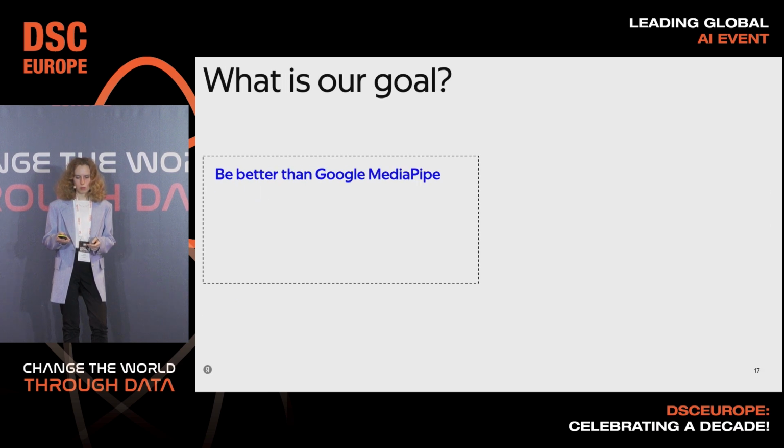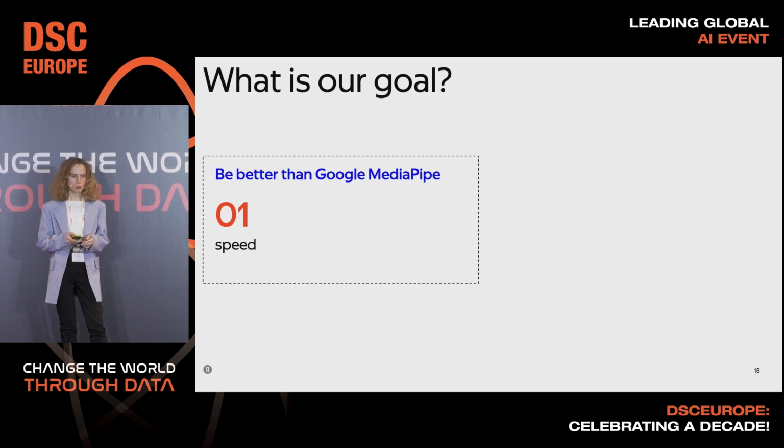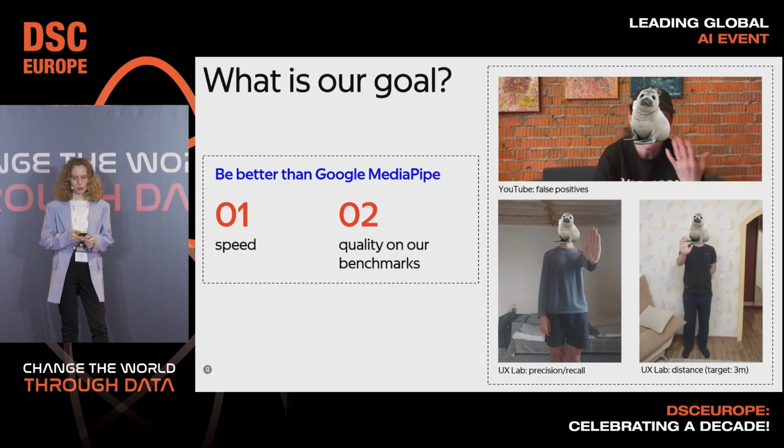it in the future. So we decided to make our own model for this device, and our goal was to be better than Google MediaPipe. So what does being better than MediaPipe mean? Firstly, it is speed, because the MediaPipe model is really fast, and we wanted to be as fast as it. Also, we wanted to have a good quality on our own benchmarks, and there were different benchmarks. Firstly, YouTube videos. We wanted to have low false positive rates on these videos.